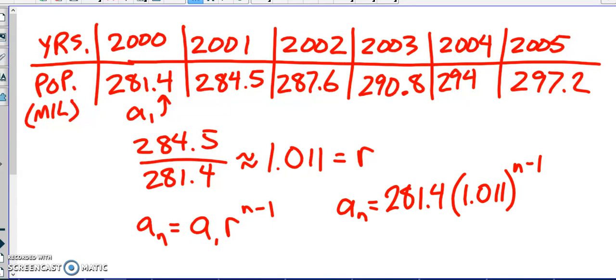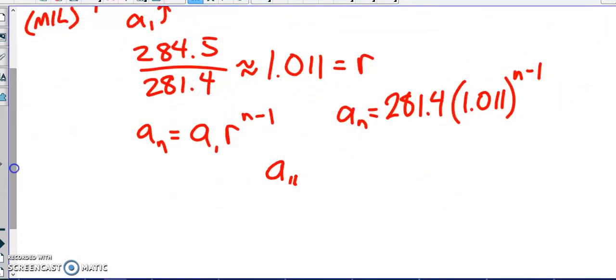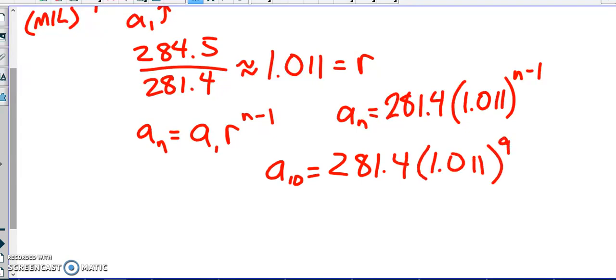And then it says project the US population in millions for the year 2009. Well, 2009 is 10 years after 1999. So basically, you would have A_10 equals 281.4 times 1.011 to the 9th power, which would come out to be approximately 310.5. And that would, of course, be in millions of people. All right.